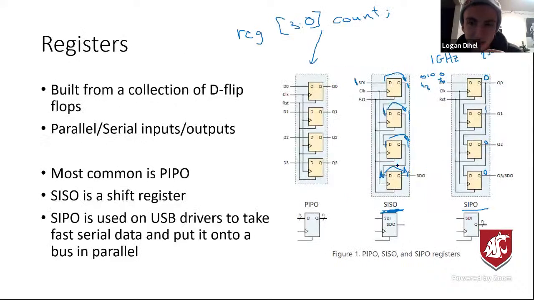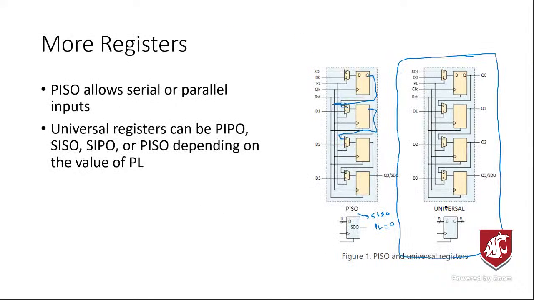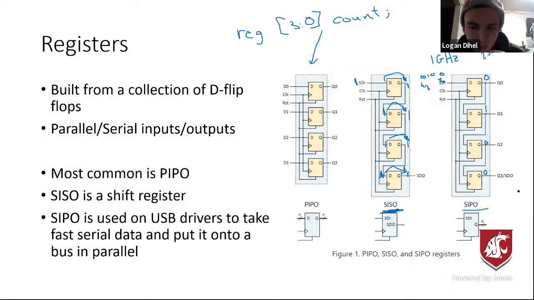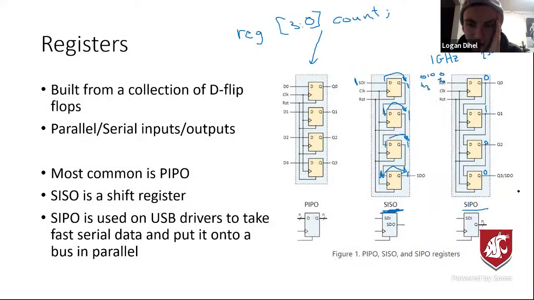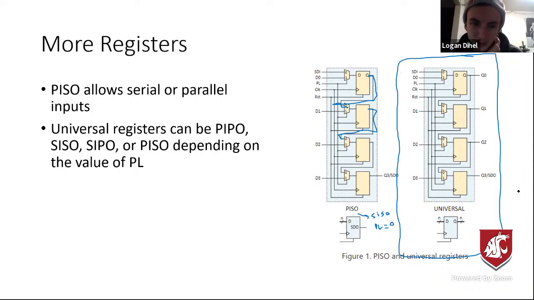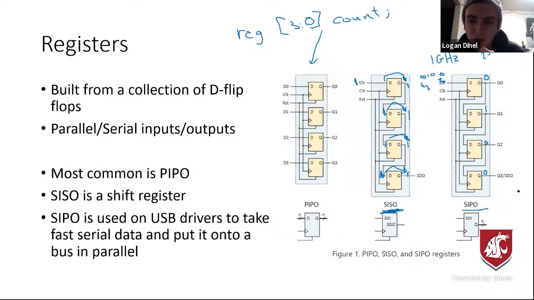Any questions on these? What would the question be? What would it entail? Well, I don't want to give too much away. Just understanding that a universal register can implement other registers, and knowing which ones can implement the others would be a good thing.